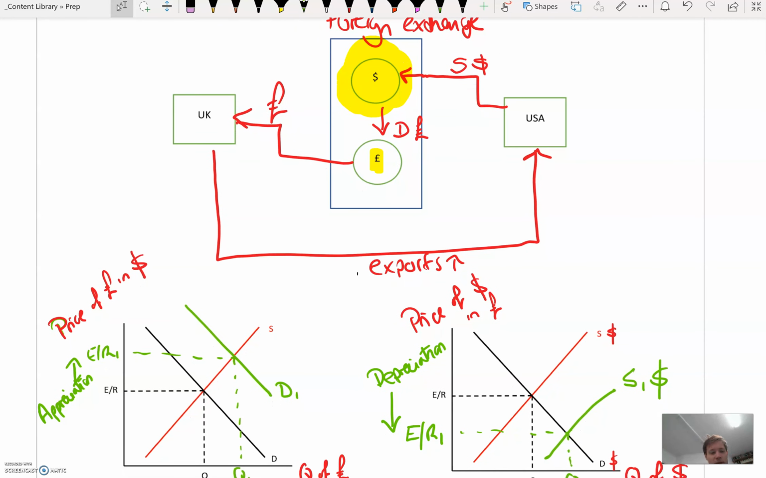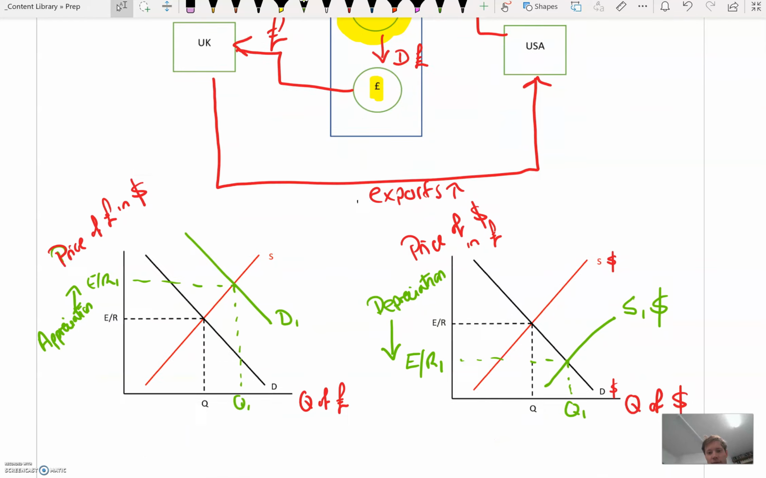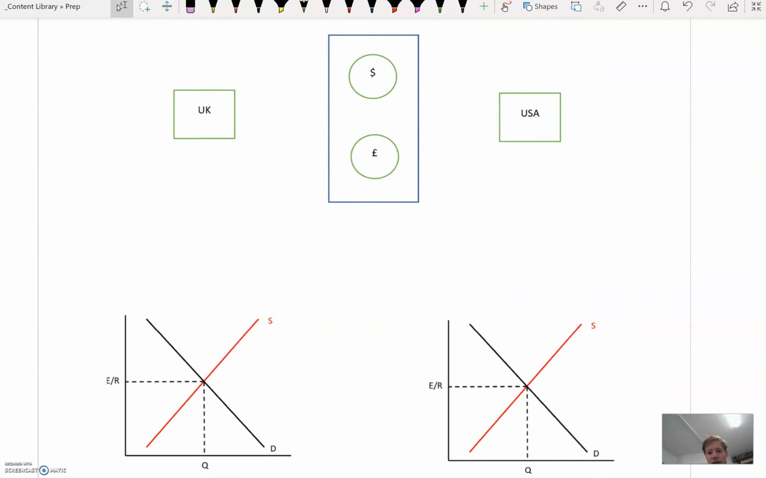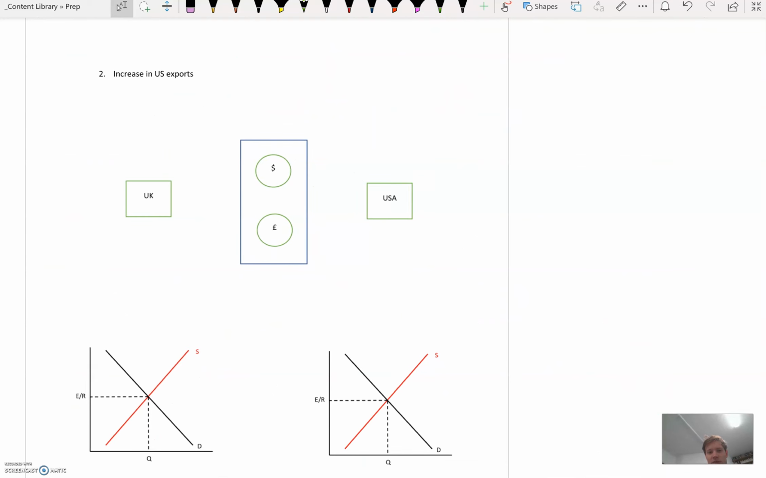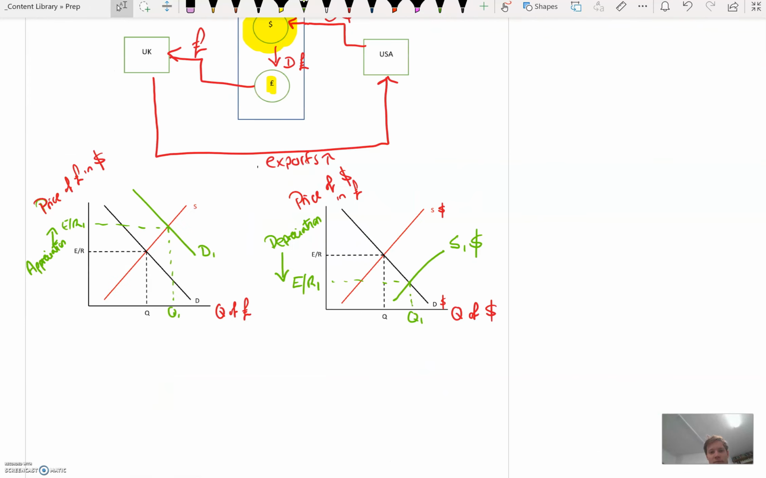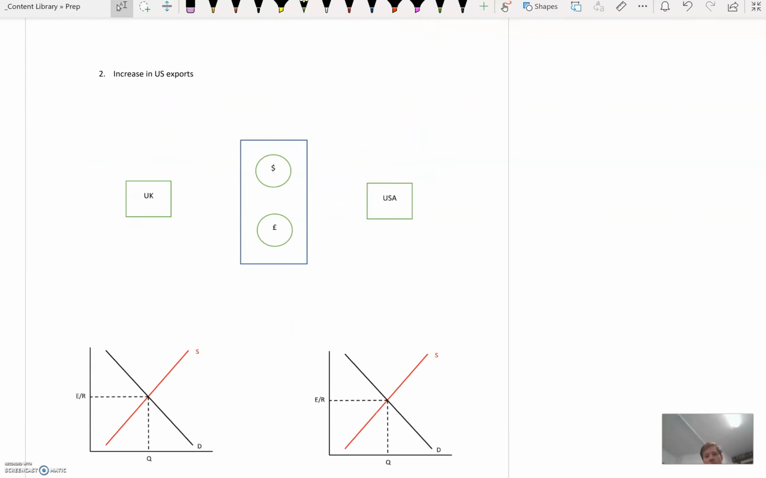What I'd like you to do is to try that with the diagram down here and see what you get. An increase in US exports. Pause the video and give that a go. Okay, let's work it through then, the increase in US exports.